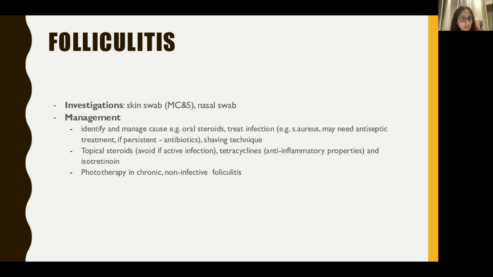Phototherapy can be used in chronic cases and in non-infective folliculitis. So again, this is a presentation that is probably more commonly seen in general practice. And we would start off with the topical treatment and the skin swabs, and then go from there in terms of management.